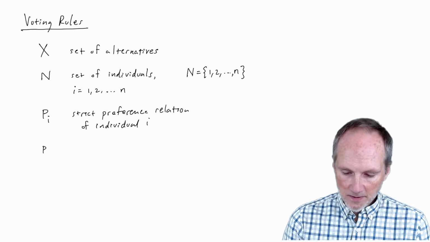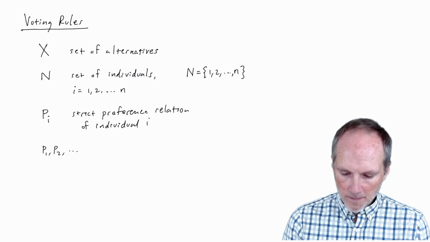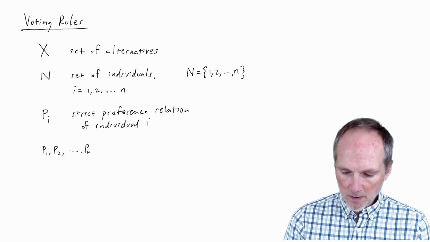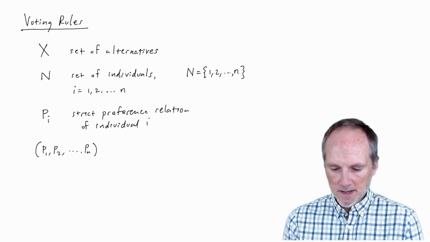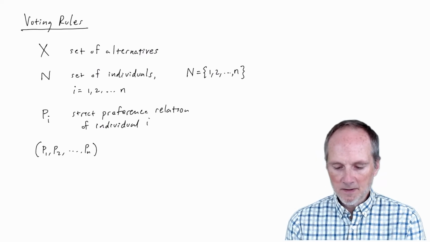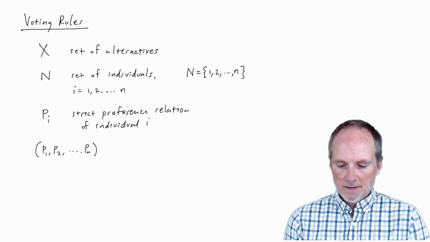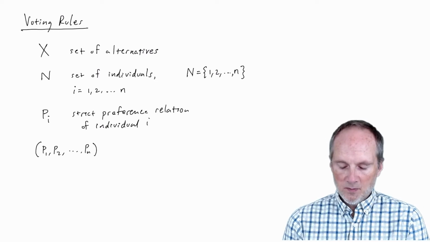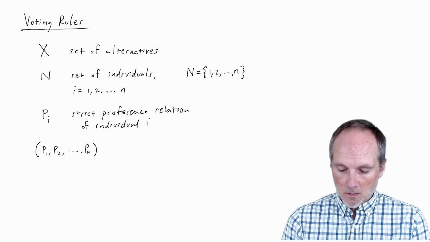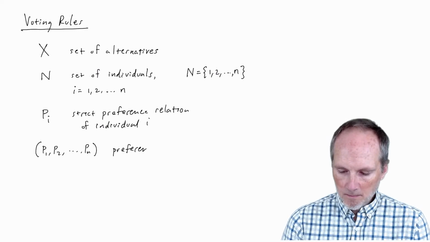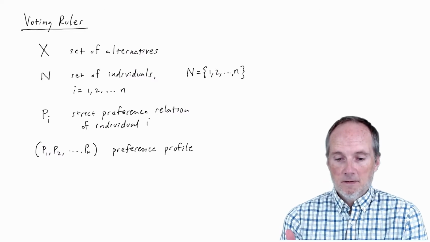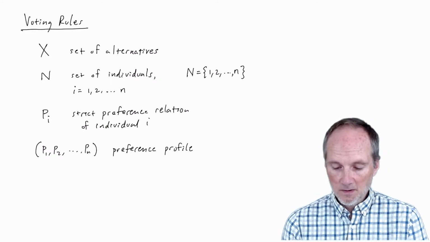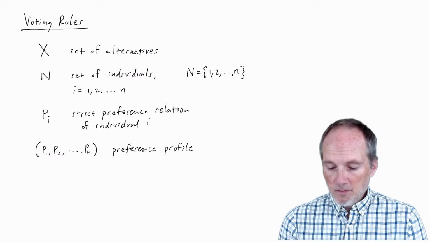I can actually list those out. I'll have P1, P2, all the way to Pn, and I'm going to enclose that list in parentheses. This is just a mathematical convention. Technically, this is called an ordered n-tuple of preferences, but we'll call it a preference profile, or just profile for short. So a profile is just a list of the preferences of each individual.